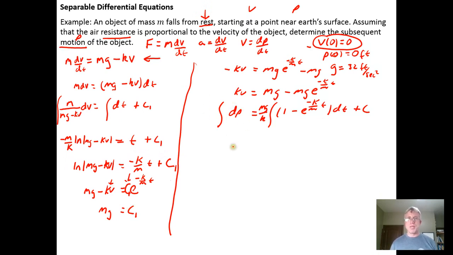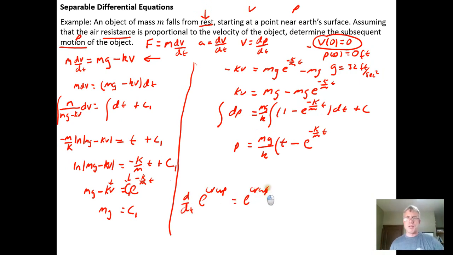So when we integrate dp, we get p, or position. Position equals mg over k times, when we integrate 1 with respect to time, we just get t. So we get t minus, and we're going to guess that the antiderivative of e to the crap is e to the crap. So e to the minus k over m times time. But recognize if we took the derivative of this, if we take d dt of e to the crap, we get e to the crap, but it's times crap prime by the chain rule.